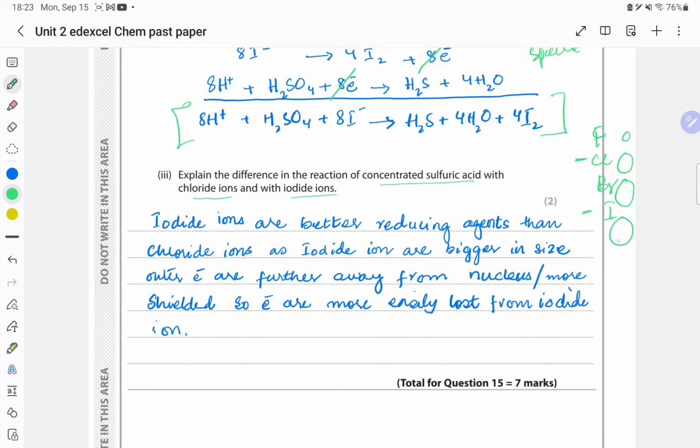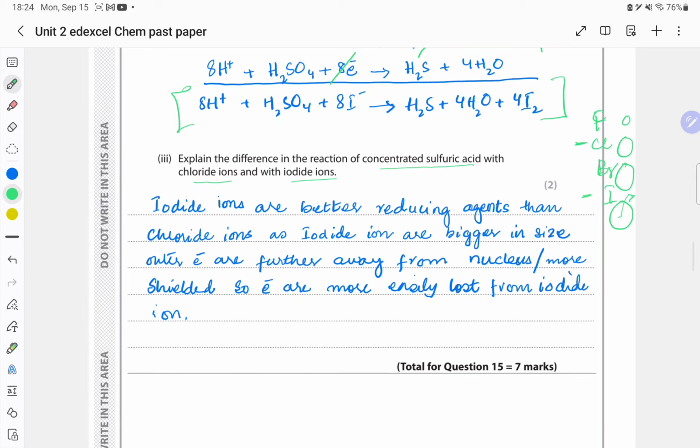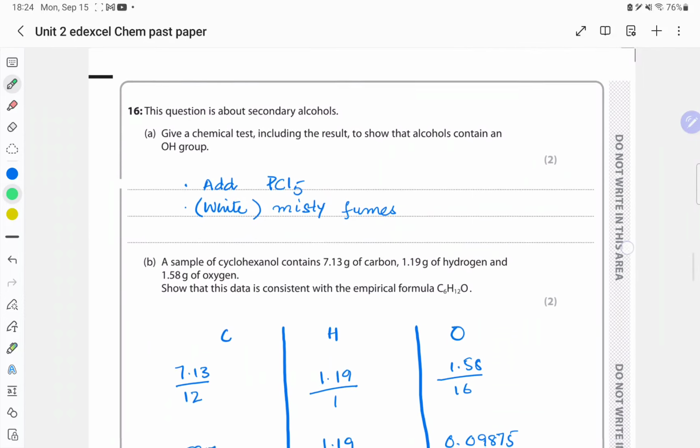What happens if it is bigger in size? Then the outer electron is further away from the nucleus, and with more shielding, electrons are more easily lost from the iodide ion, because it's far away, so it can be easily lost. If it can be easily lost, that means it is going to be a better reducing agent. What is a reducing agent? A reducing agent is the one that helps other elements get reduced and itself gets oxidized. Okay, moving on to the next question, question number 16, which is an easier one.